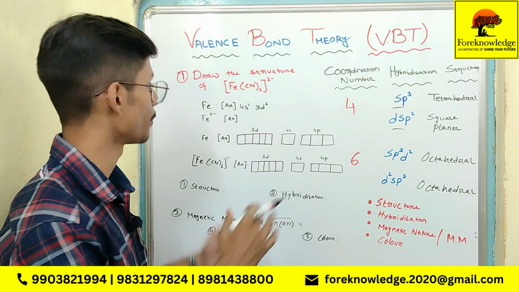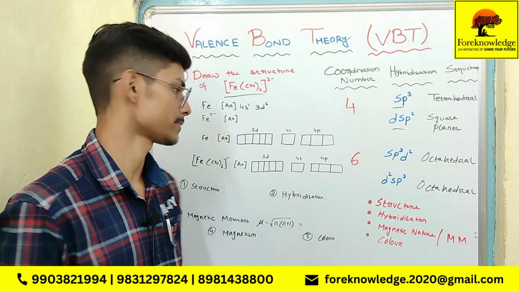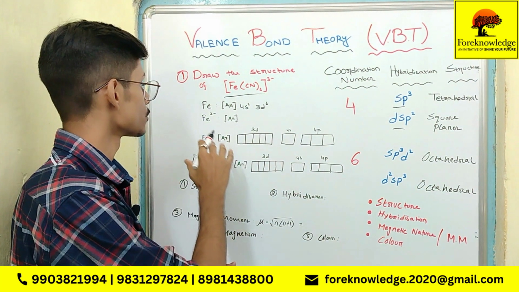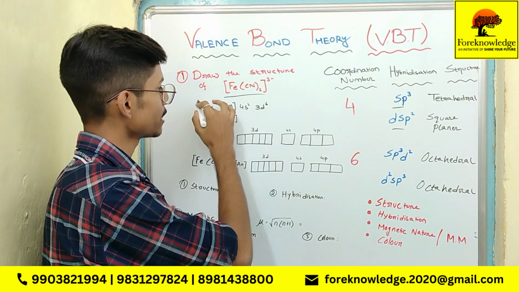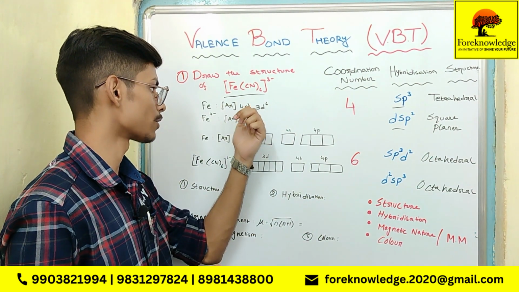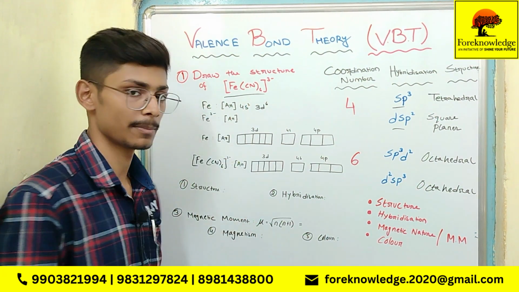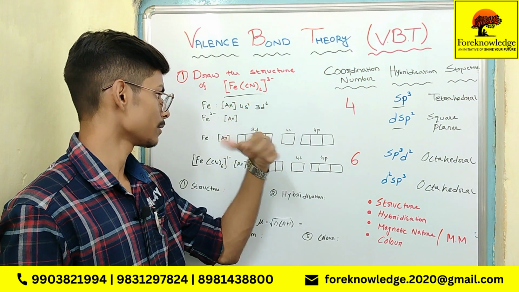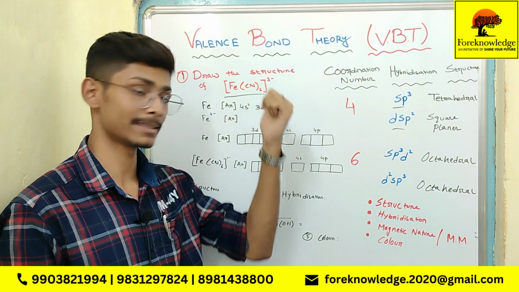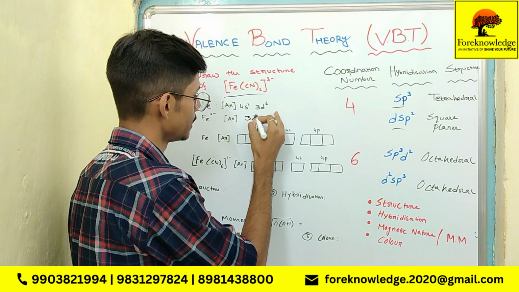Now moving on to the compound. First we will do [Fe(CN)6]3-. How to solve this type of problem? First you have to memorize the configuration of Fe. I have already written that Fe is argon 4s2 3d6. Now what will be the configuration of Fe3+? Simply you have to remove 3 electrons, that is 2 from 4s2 and 1 from 3d6. So it will be 3d5.